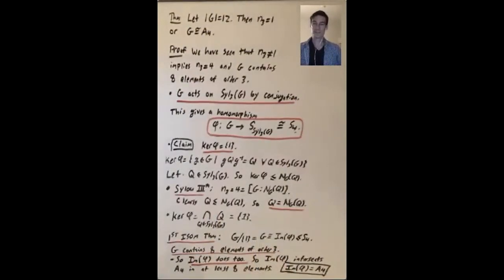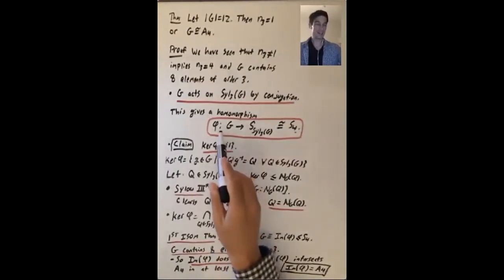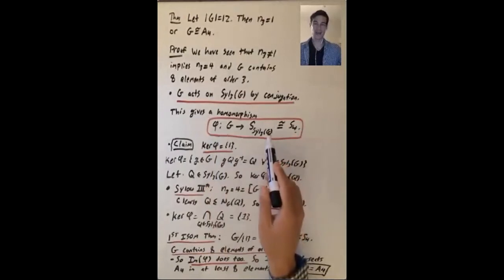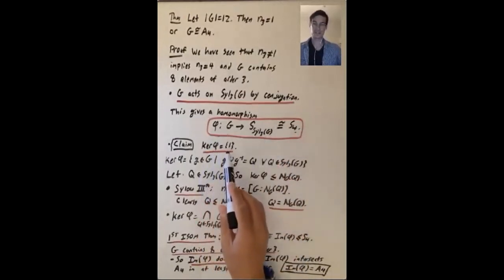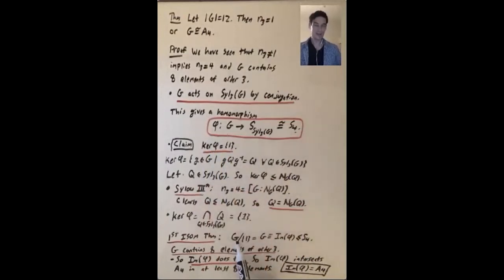What does the first isomorphism theorem tell us? It tells us that G mod the kernel of this map is isomorphic to the image of this map. But we've seen that the kernel is the trivial subgroup. So G mod the trivial subgroup, well, that's just G, is isomorphic to the image of this map, which is some subgroup of S4. Which subgroup is it?